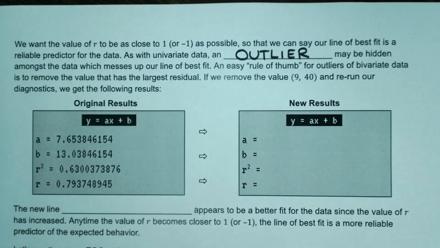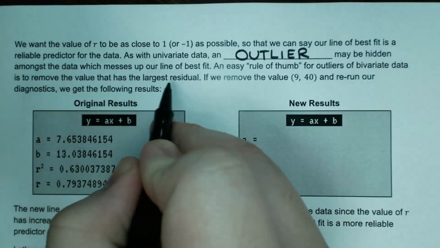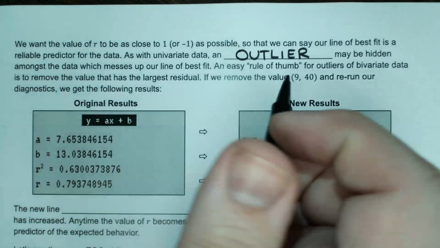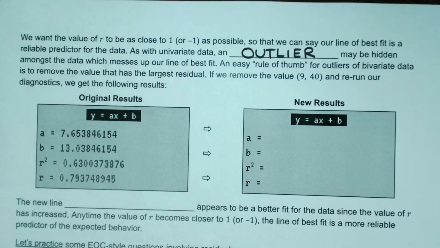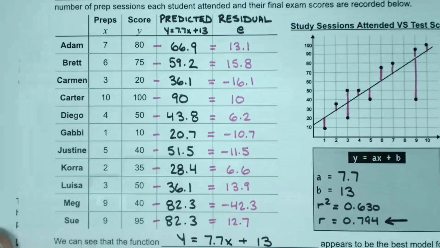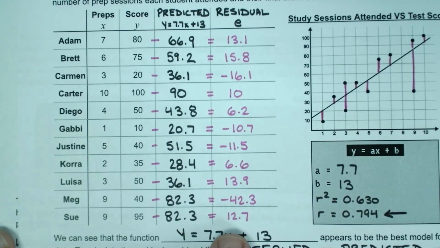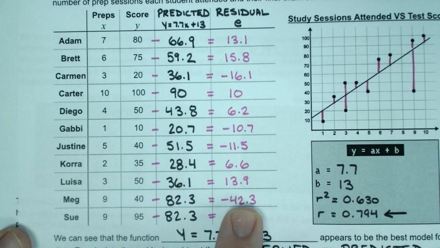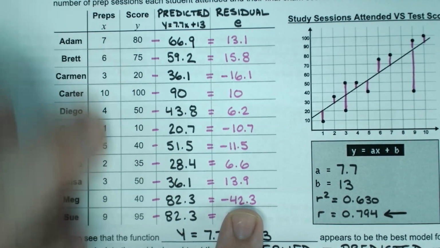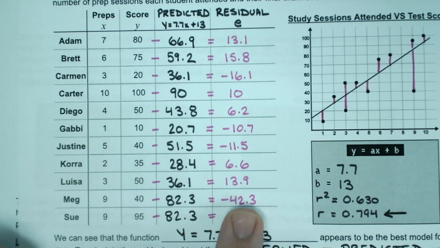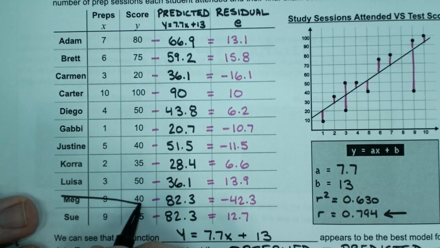So I'm already feeling that Meg is an outlier, and a good rule of thumb for whether there's an outlier in a scatter plot is just whatever has the largest residual. Looking back at our table on the front, the one that had the largest residual was definitely Meg. She was 42.3 points off from everybody else. Okay, so what we're going to do is cross out Meg.